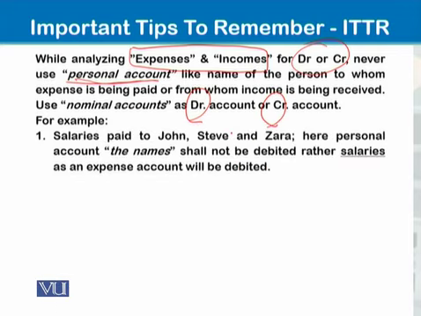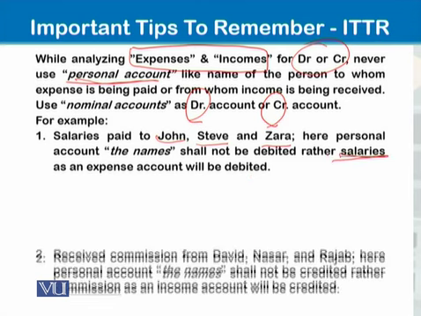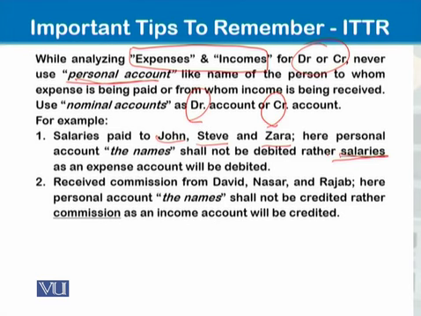For example, we are paying salaries to John, Steve, and Zara. Here personal accounts are the names. These shall not be debited. Rather, salary as an expense account should be debited. Okay. In the same way, we are receiving commission from David, Nasser, and Rajab. Here personal accounts are these names. We will not give credit to these personal accounts. Rather, commission as an income should be credited over here.